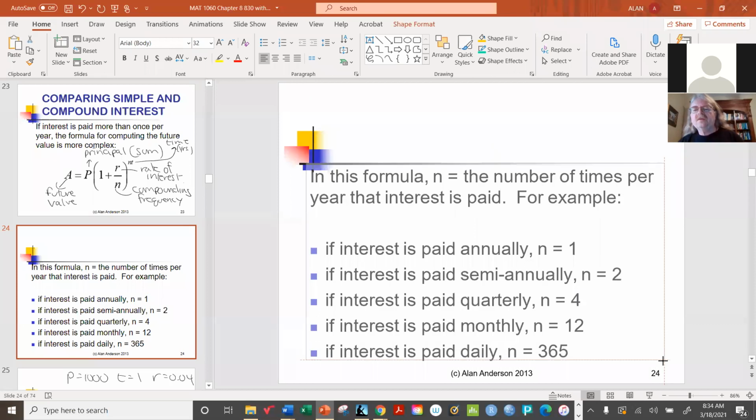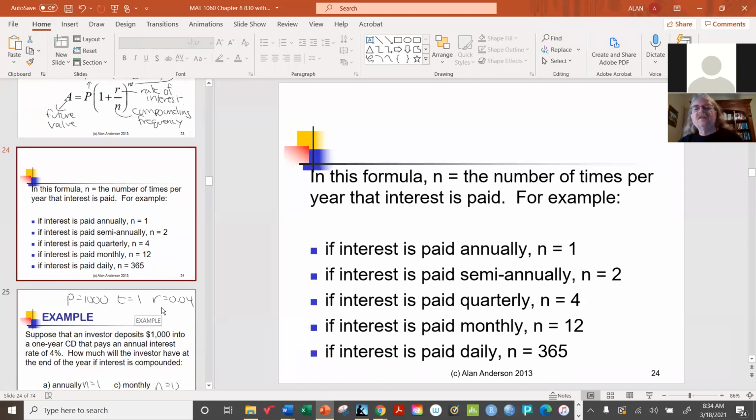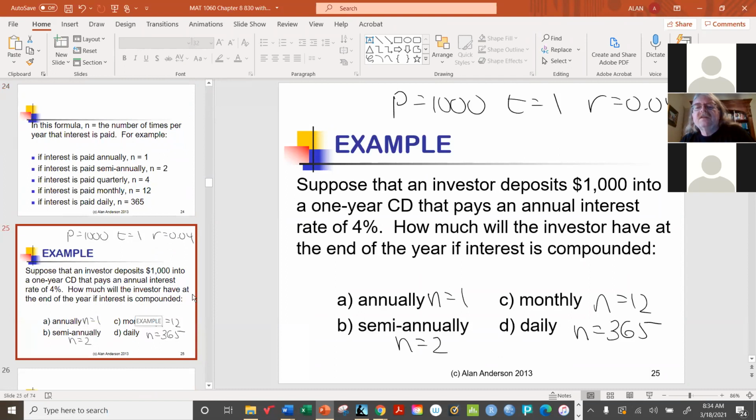Now, we've done several examples of this, but I would like to go back and revisit these so that we can practice with a few more new examples just to make sure that we're comfortable with this formula before we do anything else. So for example, here we have an investor who deposits $1,000 into a one-year CD that pays an annual rate of interest of 4%. So you can see up here, P is 1,000, T is 1, the rate is 4%, and we'd like to know how much the investor will have in their account at the end of the year if interest is compounded annually, semi-annually, monthly, and daily.